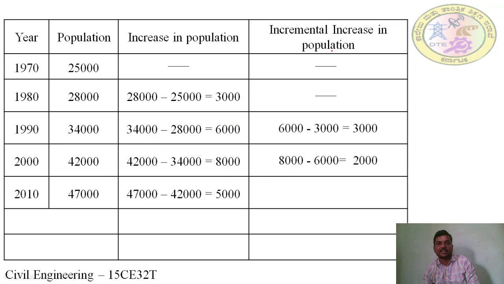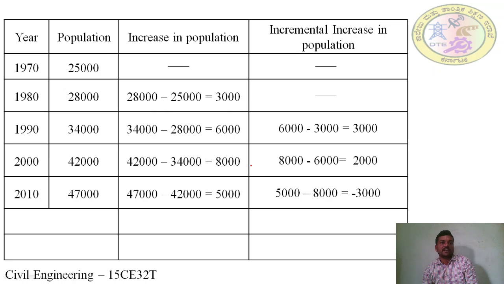So the incremental increase in population for 2010 is the increase in population of 2010 minus the increase in population of 2000, which means 5000 minus 8000, which gives a negative value, that is minus 3000. Here the increase in population is decreased, so here the incremental increase in population is negative.